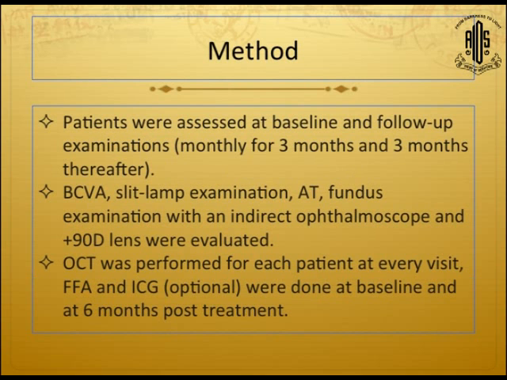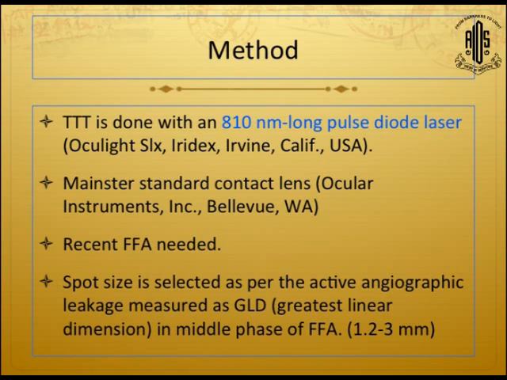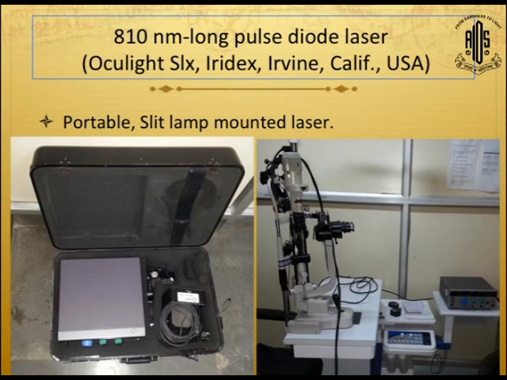Exclusion criteria were any other macular diseases or vascular, non-vascular retinopathy. Methods again remain the same. The patient is assessed at baseline, with follow-up examination every 3 months. TTT is done with an 810 nanometer long pulse diode laser, and the standard contact lens is used. We use a recent fundus fluorescein angiography, and spot size is selected as per the active angiographic leak, which is measured just like the GLD, the greatest linear dimension, in PDT. But the point to remember is that the GLD is seen in the middle phase of the FFA, and the spot size might vary from 1.2 to 3 millimeters.